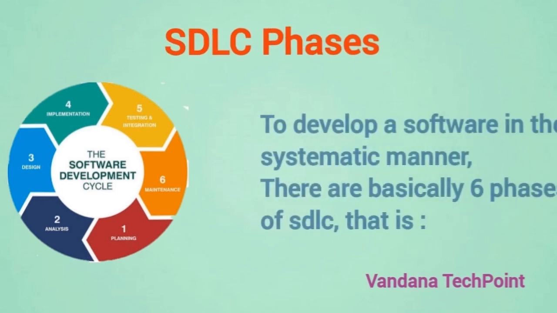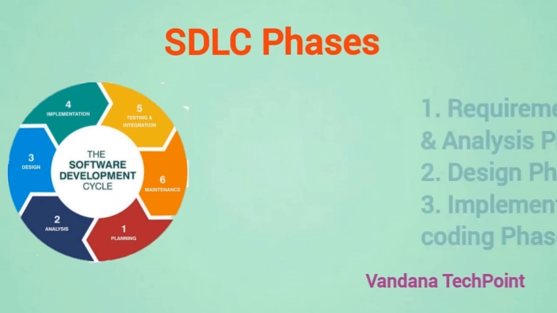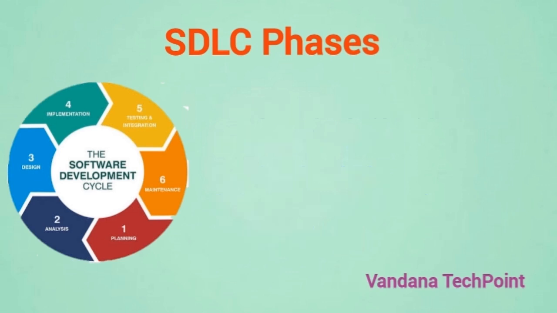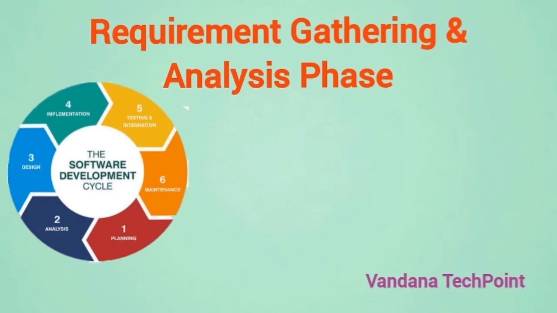Next, SDLC phases. To develop software in a systematic manner, there are basically 6 phases of SDLC. That is, first, requirement gathering and analysis phase, second, design phase, third, implementation or coding phase, fourth, testing phase, fifth, deployment phase, sixth, maintenance phase. Now, we will understand all the SDLC phases one by one.